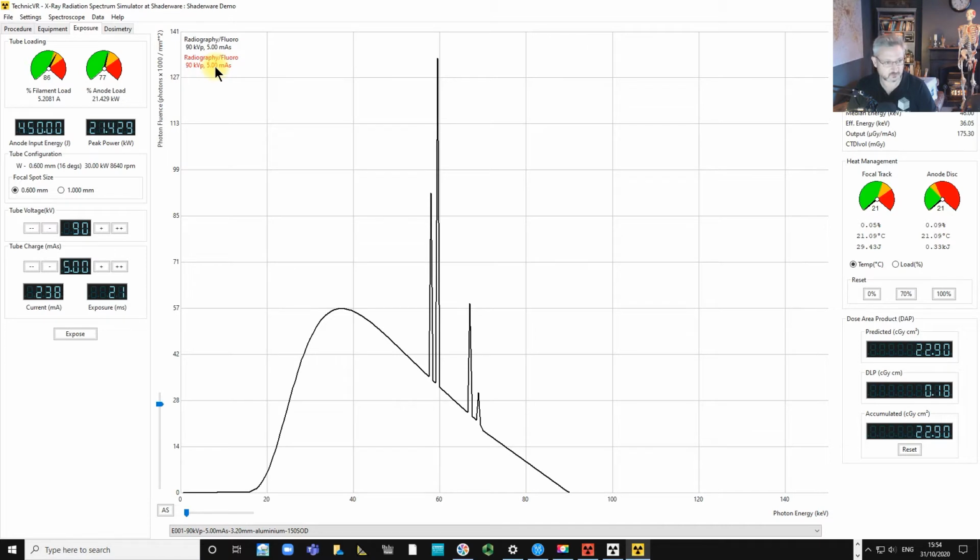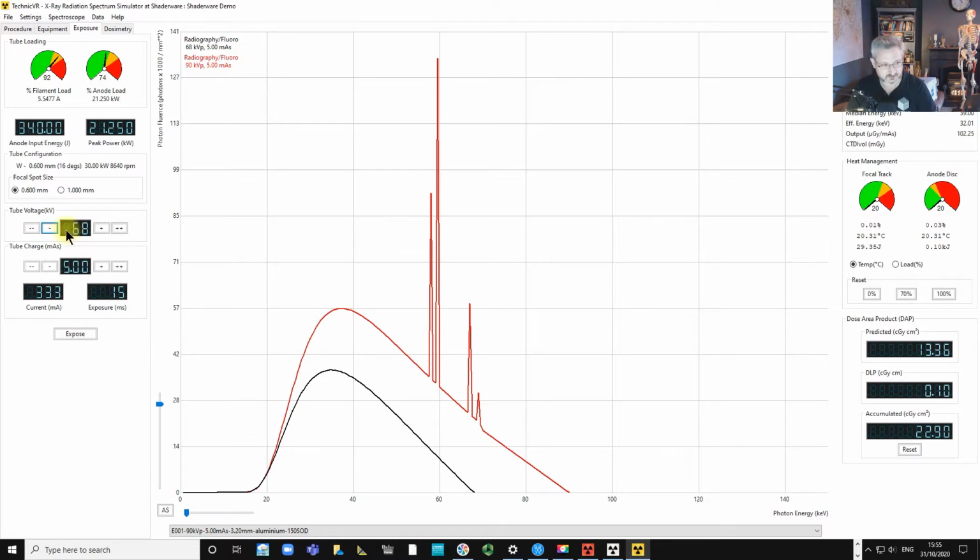So now if I was to change this by dropping the tube voltage, as I drop the tube voltage, the electrons that go across the X-ray tube don't have so much energy, and therefore when they interact with the tungsten target, they can't produce the characteristic lines because none of them have enough energy to remove the K-shell electrons of tungsten, so we lose the characteristic lines, and the most energetic photon that can be generated will drop because it's related to the kinetic energy of the electrons traveling across the tube.